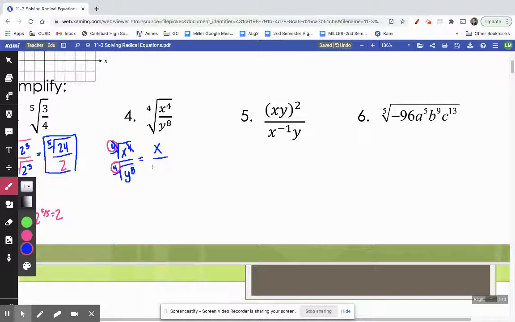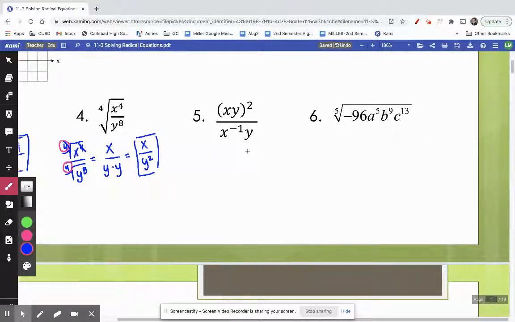I can actually pull out one group for 4 of them and another group for 4, and I've brought out all the 8 y's. So I have x over y squared as my answer. Those just happen to be both perfect fourths, so I don't have to rationalize that denominator.